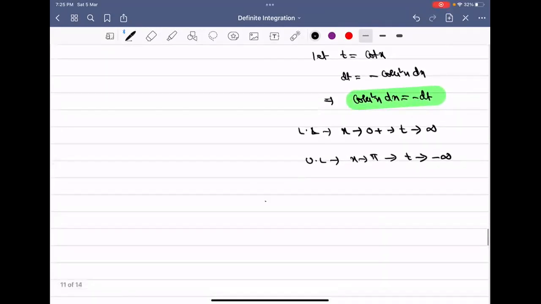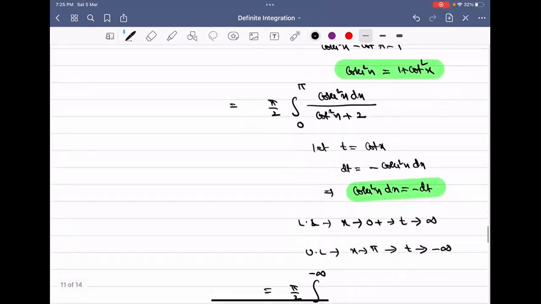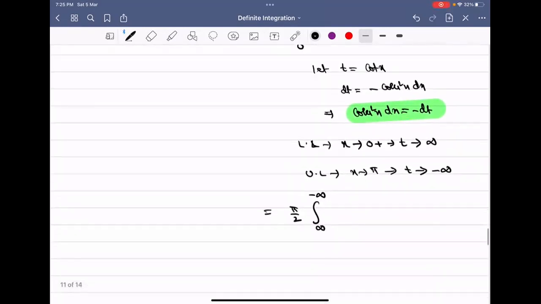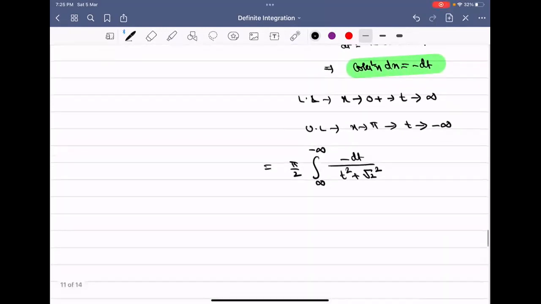what you get, this is equal to pi by 2 times integration of, here the lower limit is plus infinity, the upper limit is minus infinity, numerator cosecant square x dx is equal to what? Minus dt over t square plus 2, which can be written as root 2 square. Now this is equal to minus pi by 2 into integration of infinity to minus infinity dt over t square plus root 2 square.